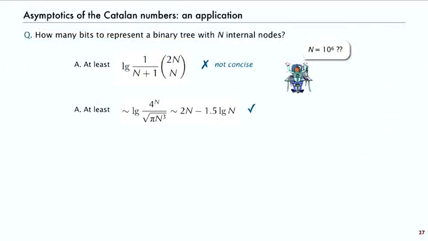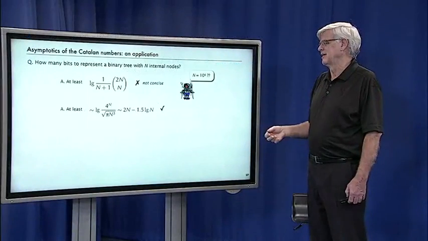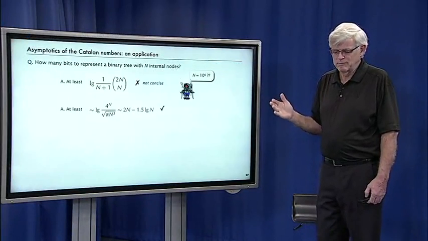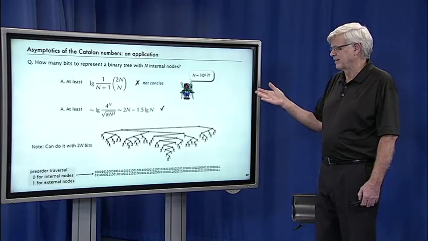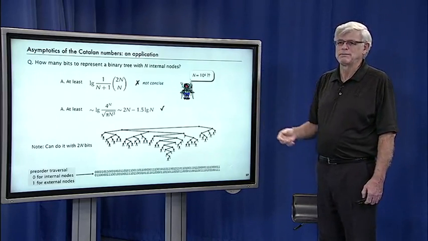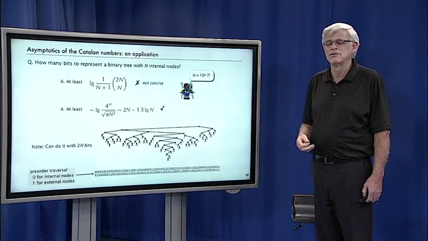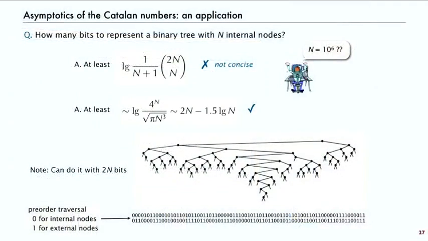So you need at least 2n minus, so for 1 million, you'd need 2 million minus 1.5 times log base 2 of a million, which is about 20. So you need 2 million minus 30 bits at least. And that's an important practical fact to know. Actually, there's a way to represent binary trees with 2n bits. So that's within 30 of the best that you could do. And so people who are working with a problem of this sort could stop there. I know I need at least 2 million minus 30, and I can do it with 2 million. I'm going to be happy with that.